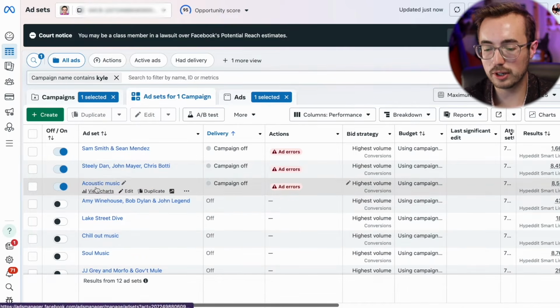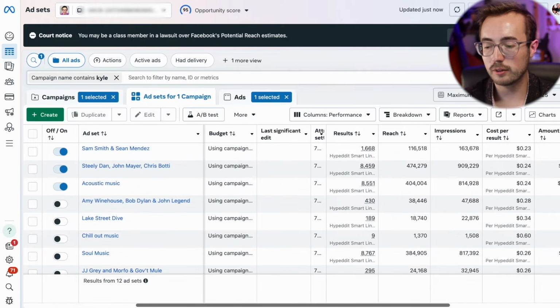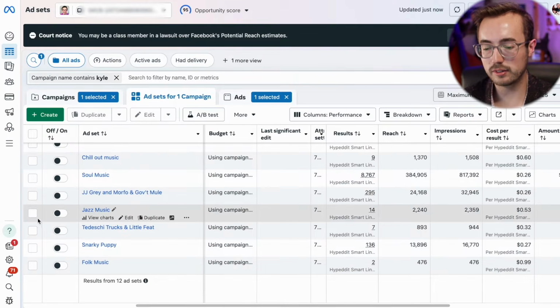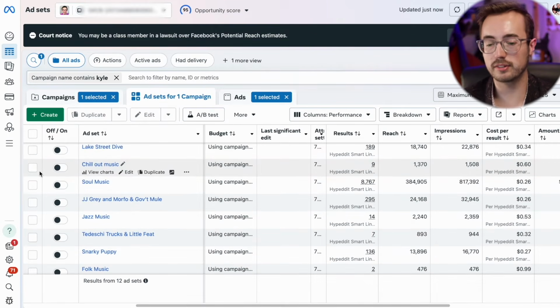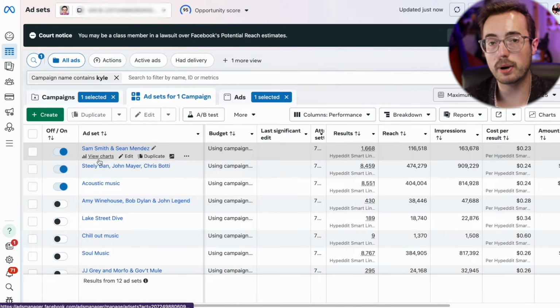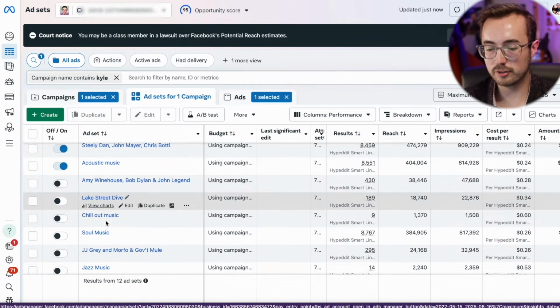So as I mentioned before, acoustic music, which actually happened to be the best performing of the audiences that we tried, was just a wide genre umbrella that we marketed the music to, as well as soul music. There's a folk music ad set, jazz music, and chill out music. So these are the big picture umbrellas. And then we also tried a couple ad sets focusing in on more specific artists. So like Sam Smith and Shawn Mendes was maybe a more pop music oriented one. Steely Dan, John Mayer, Chris Bodie are more guitar music. Amy Winehouse, Bob Dylan, John Legend, and then Lake Street Dive.